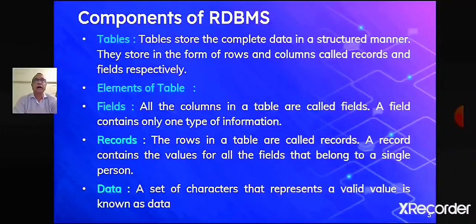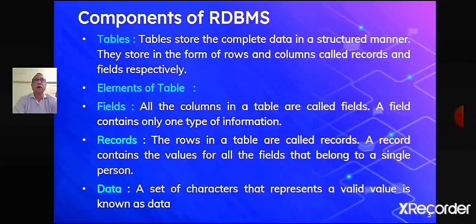Components of relational database management system. Tables. Tables store the complete data in a structured manner. They store in the form of rows and columns called records and fields respectively.